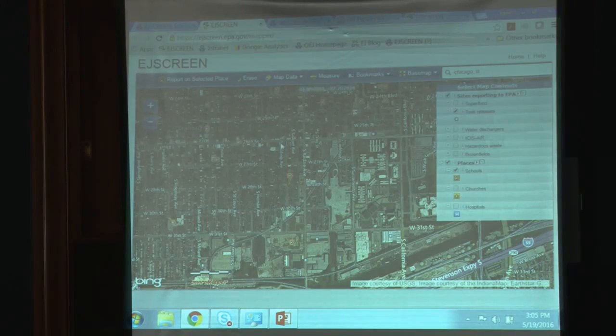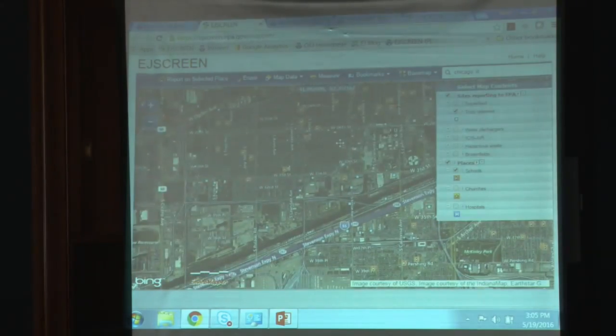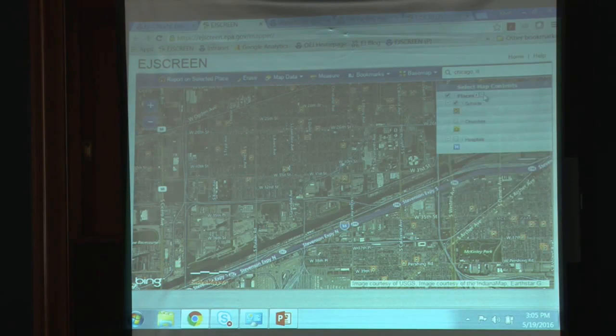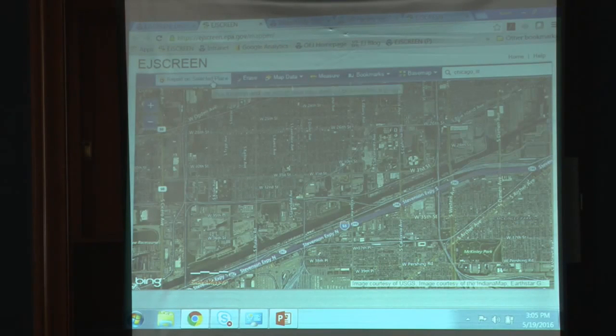Well, it's around here. And I know that the area I want to study is right here. I'm going to actually get rid of this stuff and do an analysis of the place specifically.